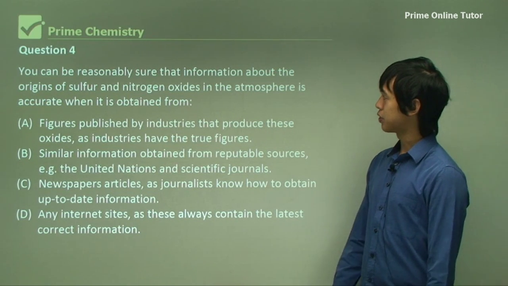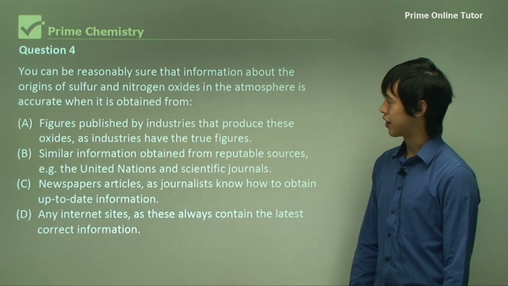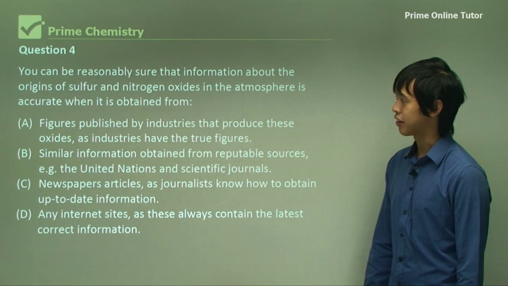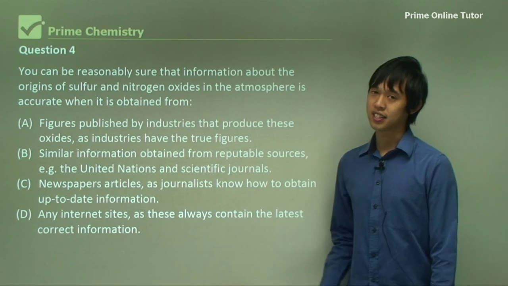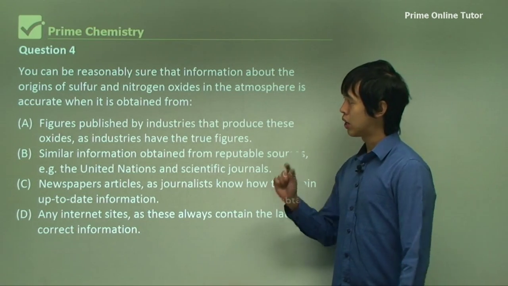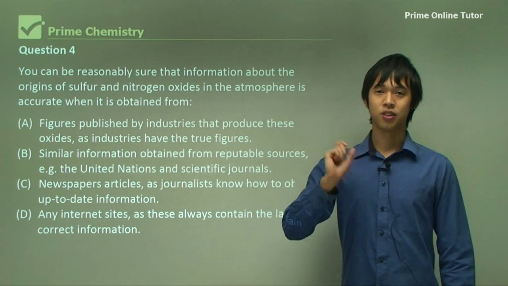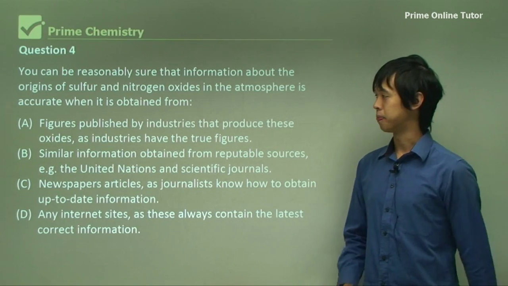You can be reasonably sure that the information about the origins of sulfur and nitrogen oxides in the atmosphere is accurate when it is obtained from which of the following? So this is a question, again, that scientists have to face all the time. How do we know that the data is correct? Okay, that's a really key point.